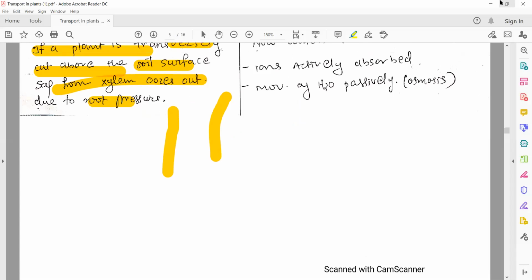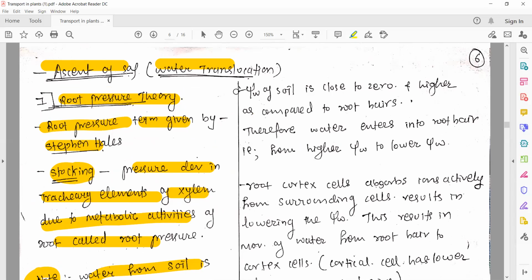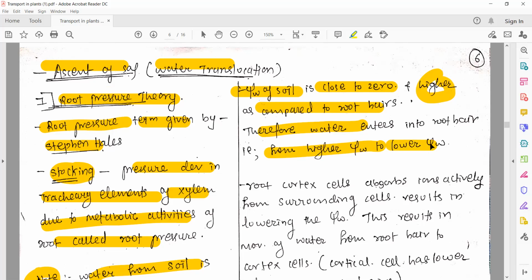Now see what is the very next point over here. Water potential of soil is closer to zero. That means the water present in the soil has a good amount of water potential, and it is higher as compared to the root hair part. The root hair has a higher solute concentration, right? So you know how water moves from the higher water potential to the lower water potential, that is from the soil to the root hairs. Therefore the water will enter the root hair from the higher water potential to the lower water potential.